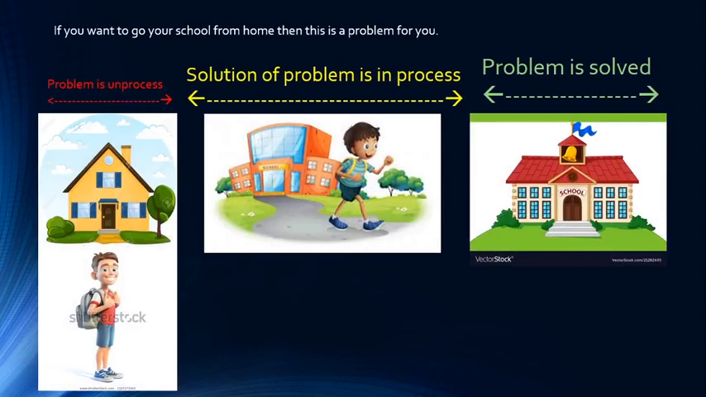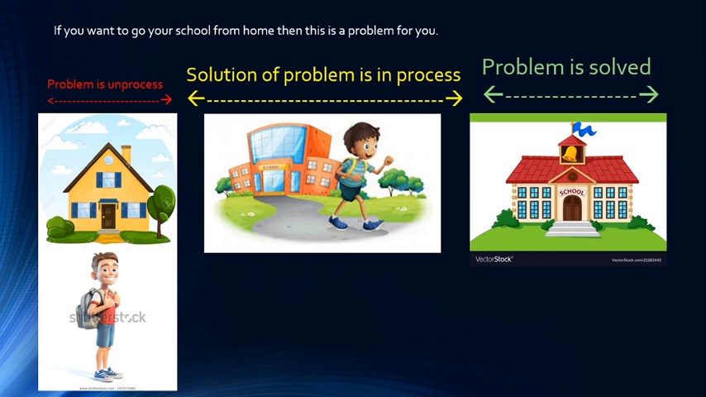For example, if you want to go to your school from home, then this is a problem for you. At this time, the problem is unprocessed. Now there are many solutions of your problem. Means you may go with your driver or father, or you may go with your friend, or you may also go on your bicycle or any else. You can use any of the modes to go. Then from your home to your school, the solution of your problem is in process.